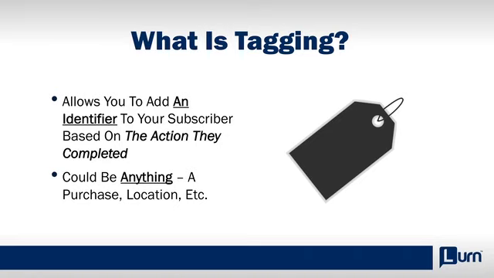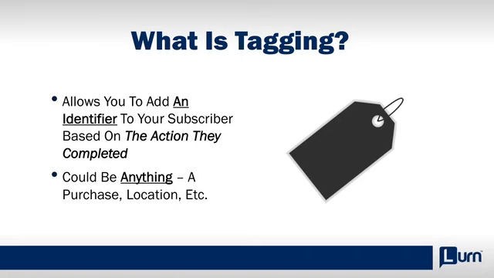A tag allows you to add an identifier to your subscriber based on an action that was completed. It could be anything: a purchase, a location, an open or click of an email, etc. In most use cases for me, you're going to be using a tag when they make a purchase, abandon a cart, click on a certain link, or show interest in a certain link, anything you want to do to create a micro list out of your list.